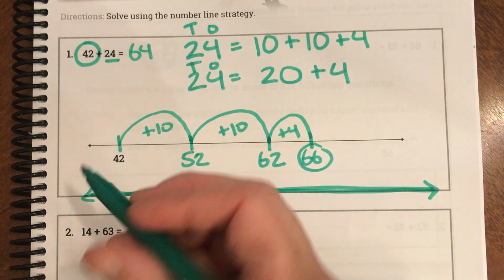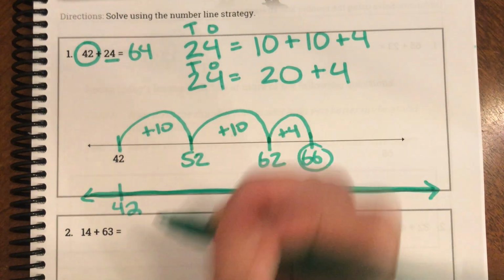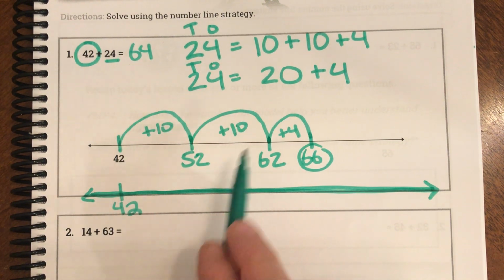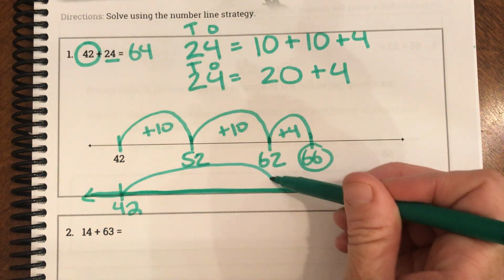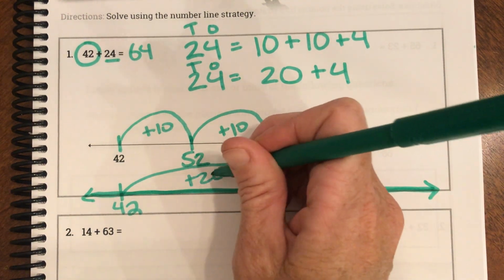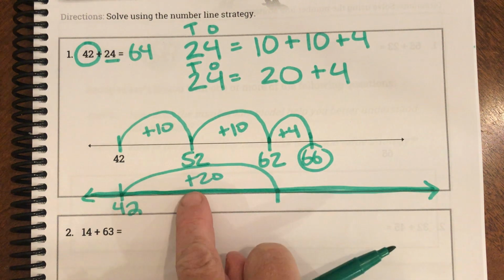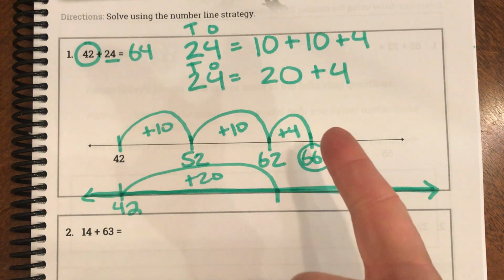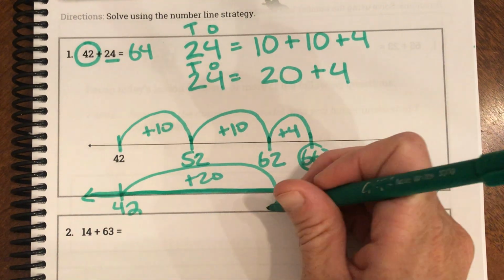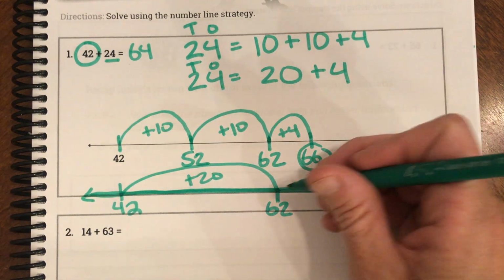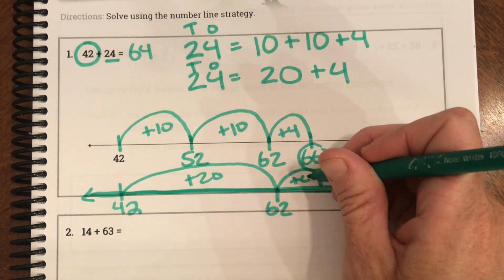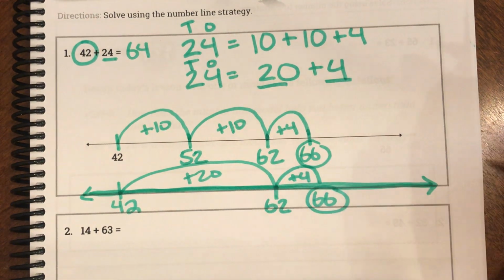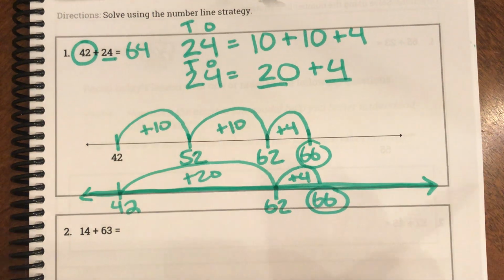So then, when I start with my larger addend of 42, instead of making a jump of 10 and a jump of 10, I could have made one big jump of 20. So 42 plus 20. Well, then let's go 42, 52, 62. So I could get 62. And then I would add 4 because I added the 20, and now I'm going to add the 4, and I still get 66.